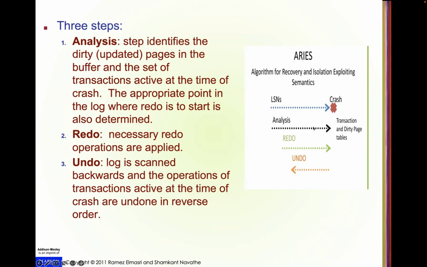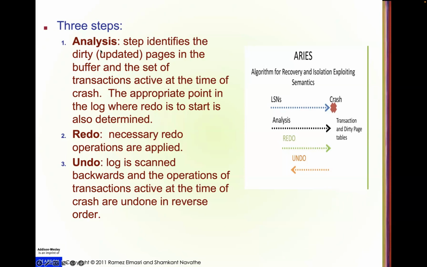So it will analyze and redo all the committed transactions. It will go forward. This is called the forward pass. And it will undo, by moving backward, all the transactions that were not committed, or you can say which were found in the dirty page table. So we talk about the same things here in the 3 steps.